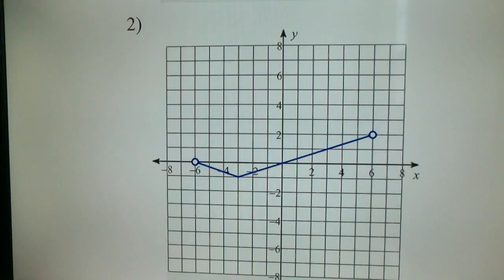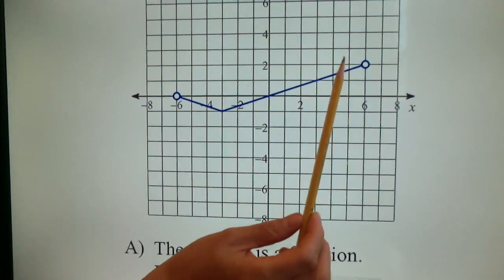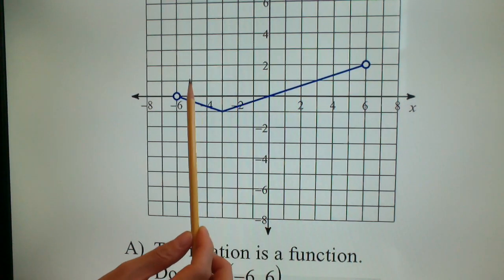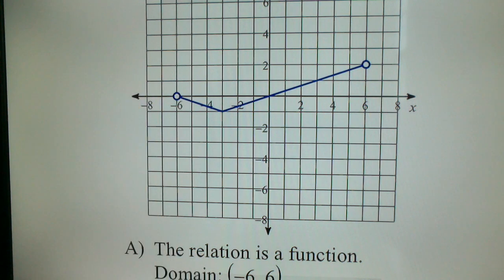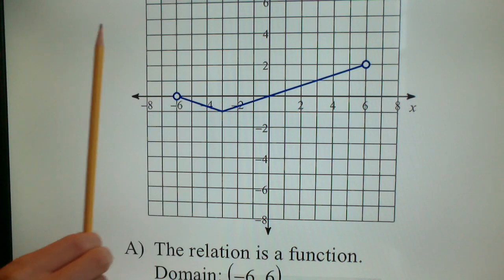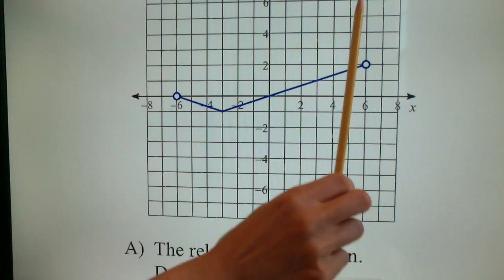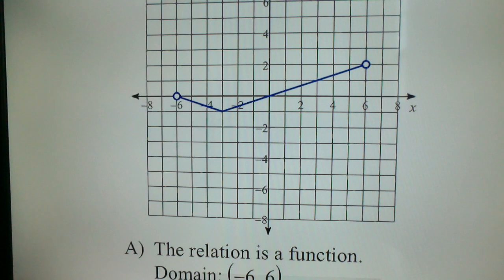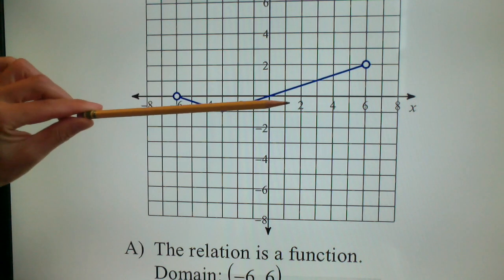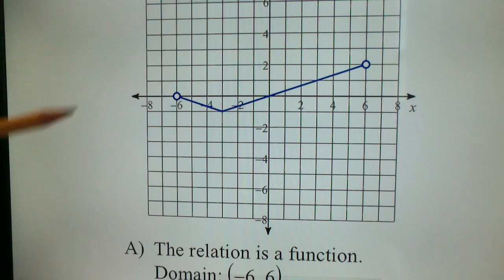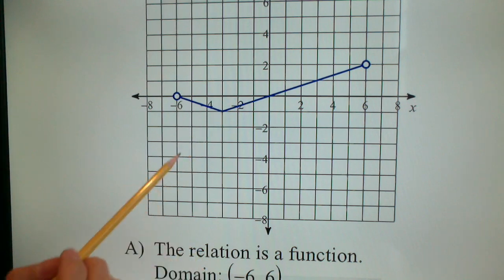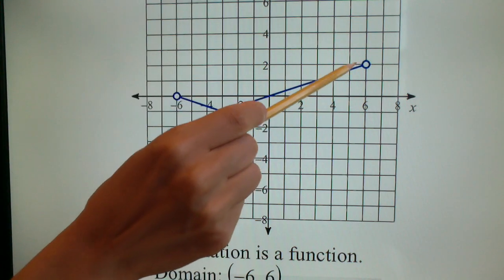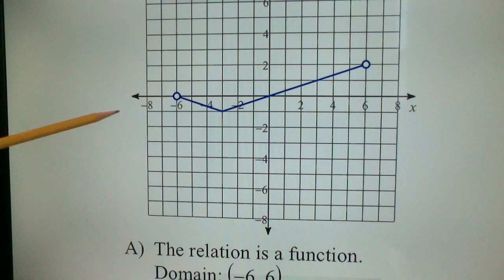Number 2. Also this has one x with only one y, right? So that is a function. So this relation is a function. And domain, -6 to 6. And it's not included, so we'll use parentheses. And range, -1 to 2. This is closed, right? So we'll use the square shape. But when we use this open one, we'll use parentheses.